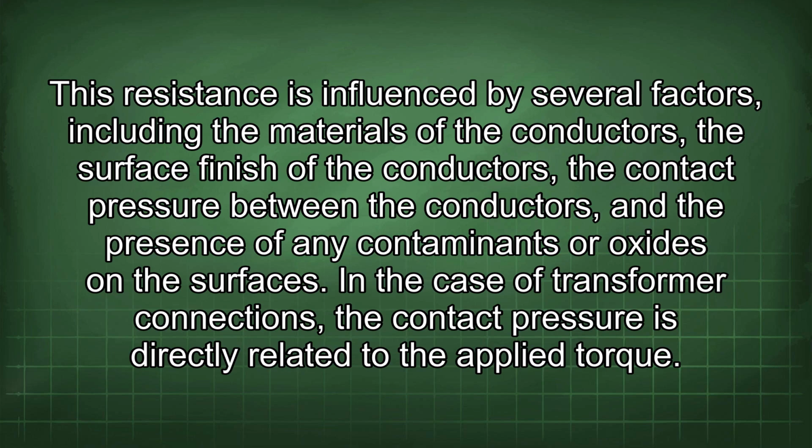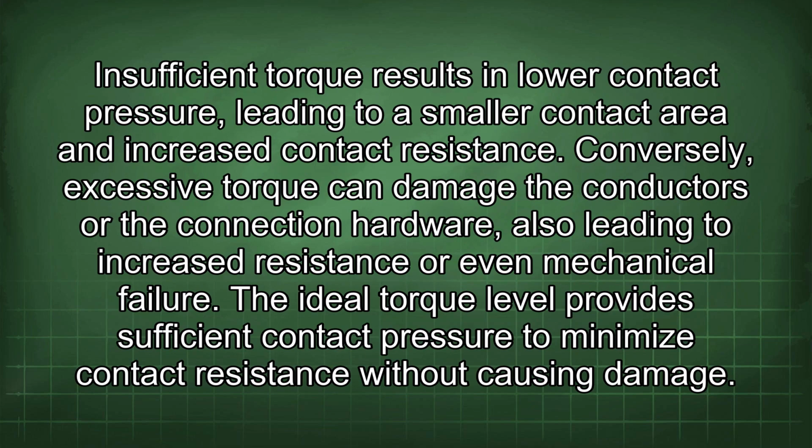In the case of transformer connections, the contact pressure is directly related to the applied torque. Insufficient torque results in lower contact pressure, leading to a smaller contact area and increased contact resistance. Conversely, excessive torque can damage the conductors or the connection hardware, also leading to increased resistance or even mechanical failure. The ideal torque level provides sufficient contact pressure to minimize contact resistance without causing damage.